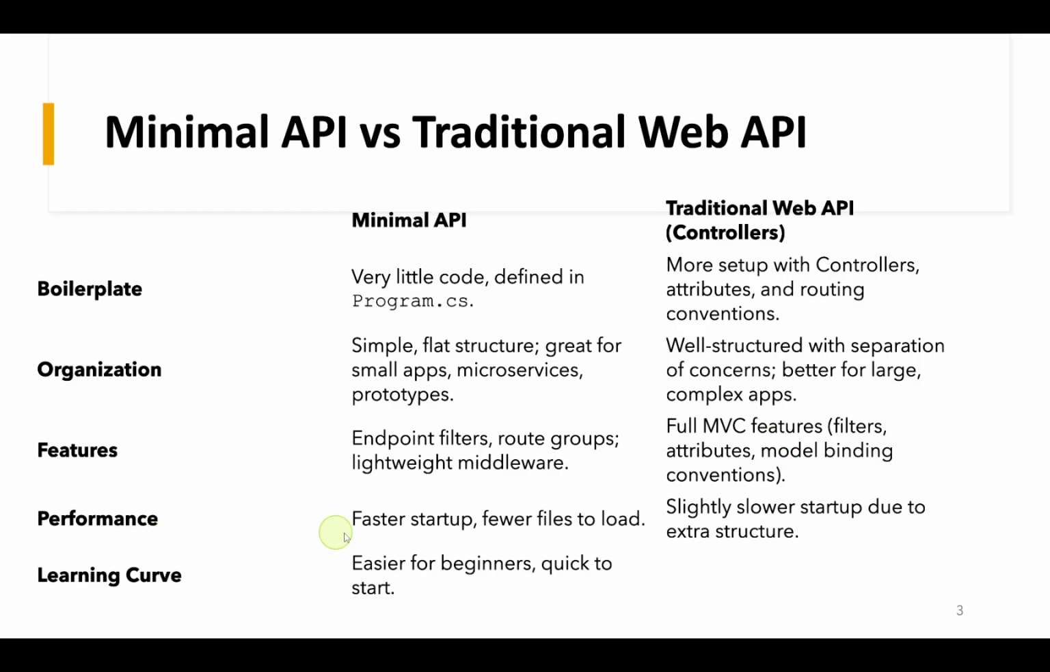And then performance. Minimal APIs generally start faster because they have fewer files and less wiring under the hood. Controllers are slightly heavier due to extra structure and features, but the difference is often small in real-world applications. If we talk about learning curve, minimal APIs are easier for beginners and quick to start. Okay, now let's start creating our minimal API and test it in Postman.